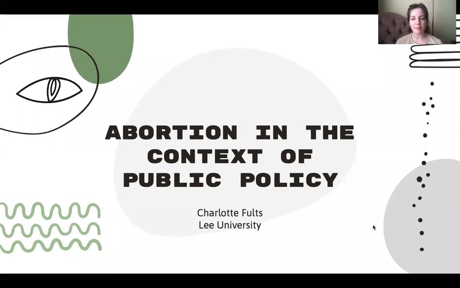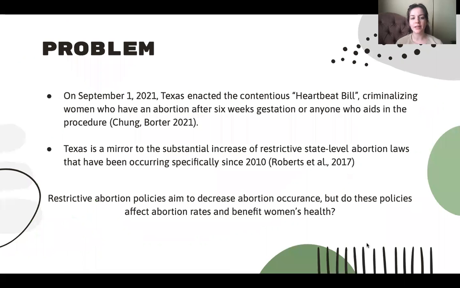So back in September when we were deciding on topics, this is when it was prominent in the news about the Texas heartbeat bill being enacted. This bill criminalized women who have an abortion after 6 weeks or anyone who aids in the process. So this is a big jump from Roe v. Wade, which says that women are protected to have an abortion without restrictions in the first trimester.